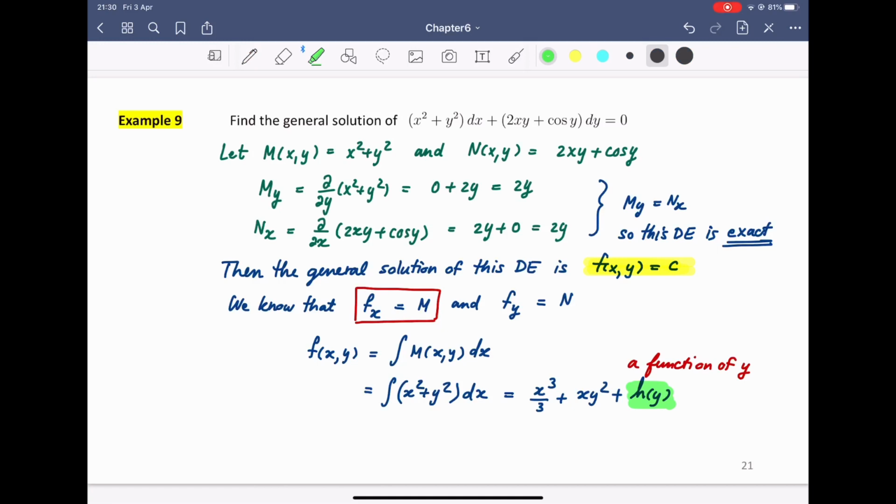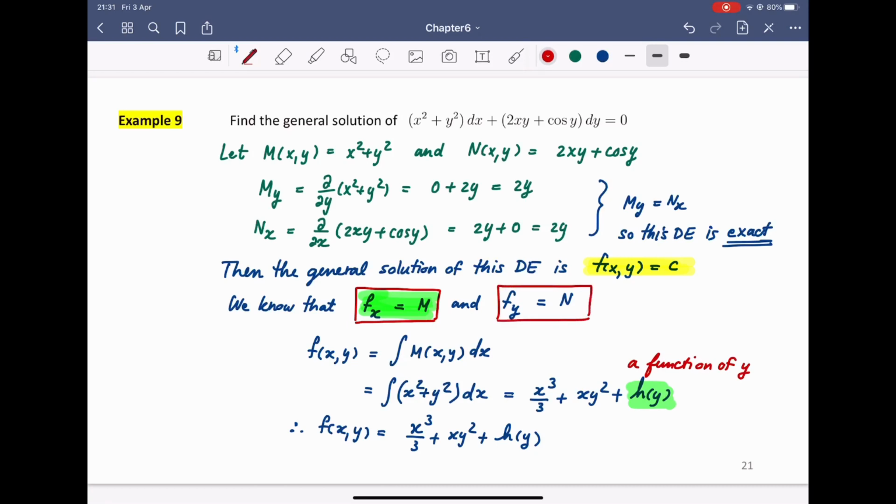This is because when you set up at first, you set up f sub x equal to m. So because you differentiate with respect to x, anything in terms of y is going to be constant, right? So your constant here is a function of y. Alright, to sum up, I have f(x,y) equal to x cubed over 3 plus xy squared plus h(y).